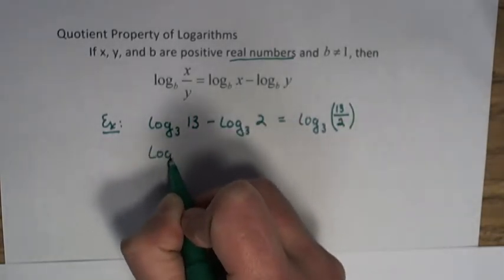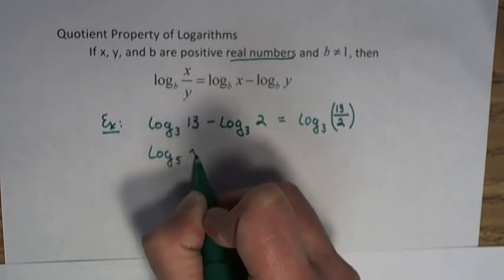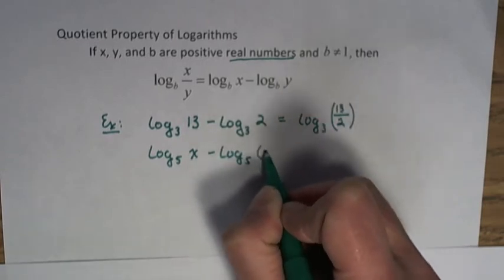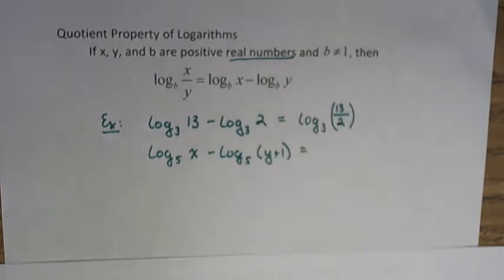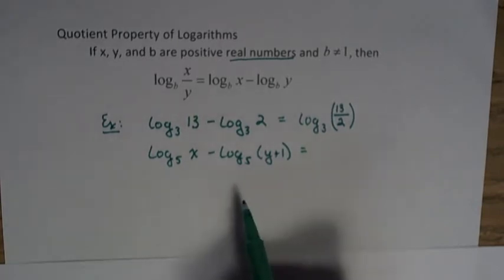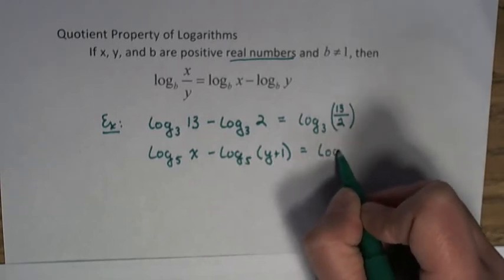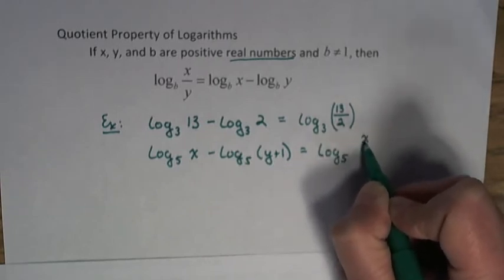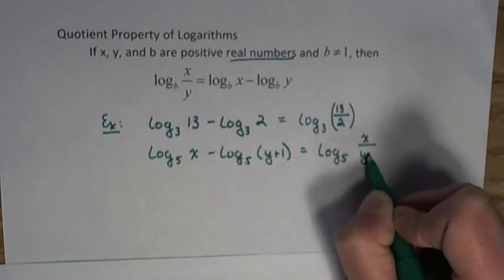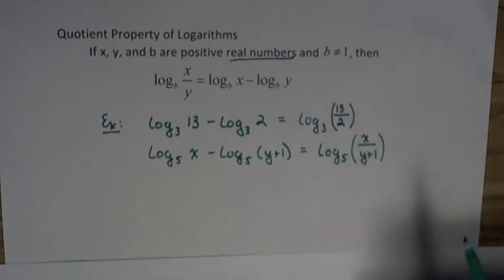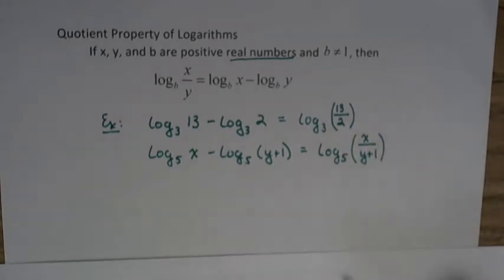Let's look at another one. Suppose we have log base 5 of x minus log base 5 of y plus 1. Well, again, even though there are variables in these two expressions, we can apply the quotient property. So we get log base 5 of x divided by y plus 1. And again, it's pretty clear that I'm taking the log of this expression, but I'm going to highlight that with some parentheses. And we could keep going with examples like this.